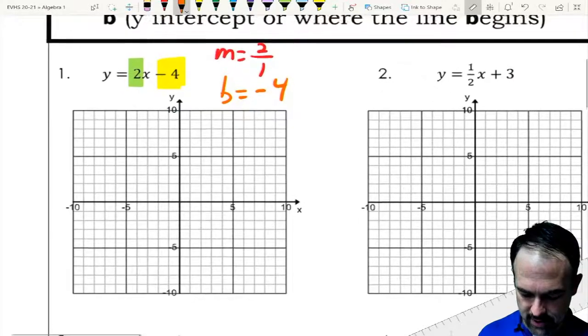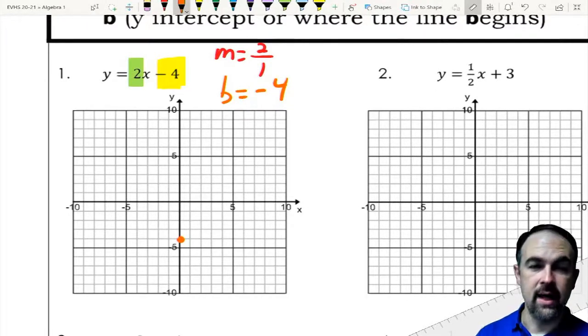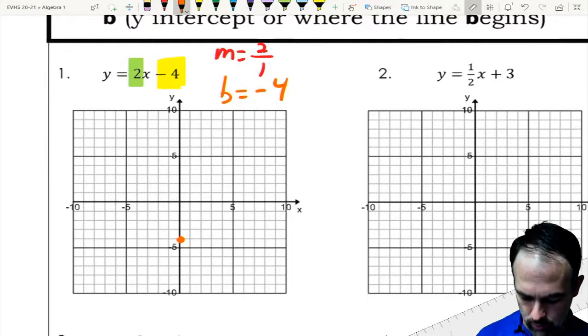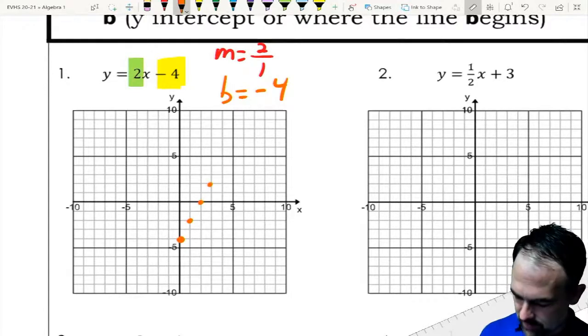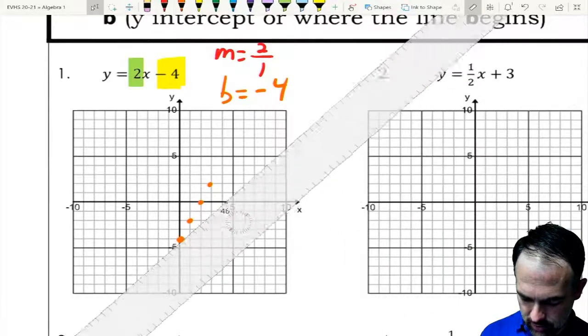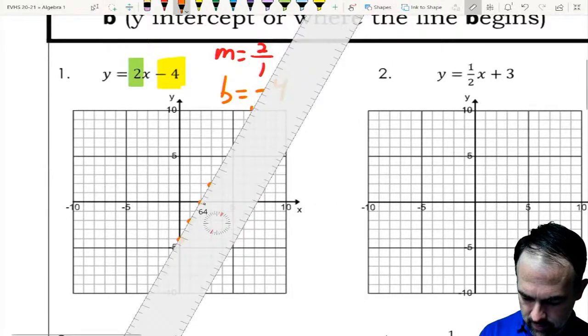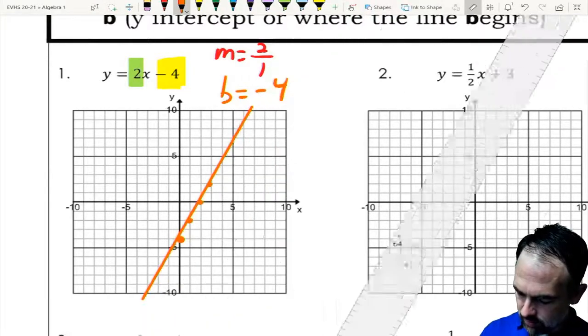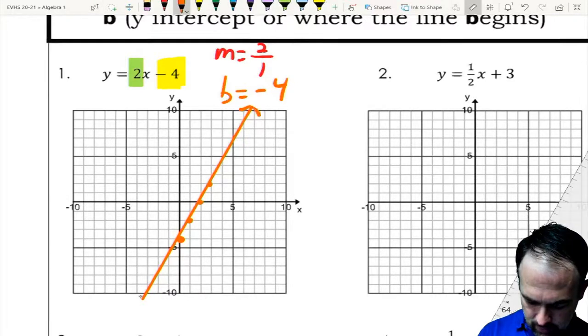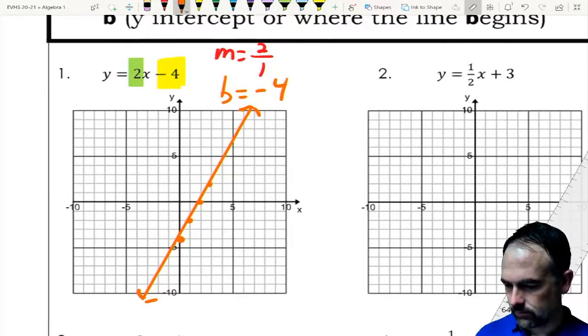Same process as earlier. I'm going to start at the origin and go down 1, 2, 3, 4 and put my dot, and now I'm going to rise 2 and run 1. Rise 2, run 1. Do that several times until you have enough points to make sure you get a straight line with your straight edge. Plot it, and there we go.